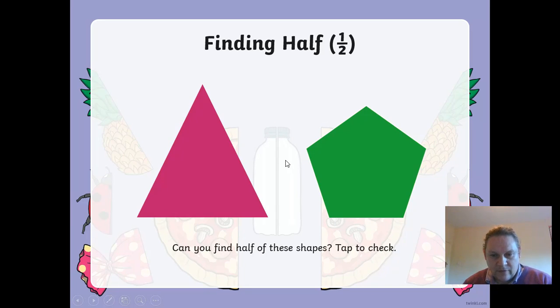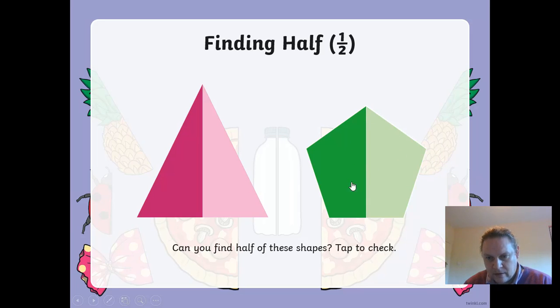All right, can you find half of these shapes? Let's tap on them to find half. Now, where are they going to be divided, do you think? Could we divide this shape across here to get half? No, because it'd be different sizes, wouldn't it? So we've got to go down the middle there. So we've got half and half, two equal sides, okay? Can we find half of this shape? Again, we're going to have to go down the center. All right. Okay, next one.